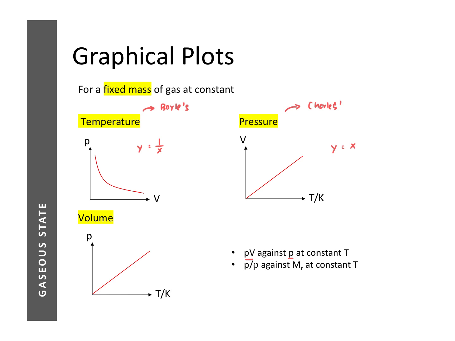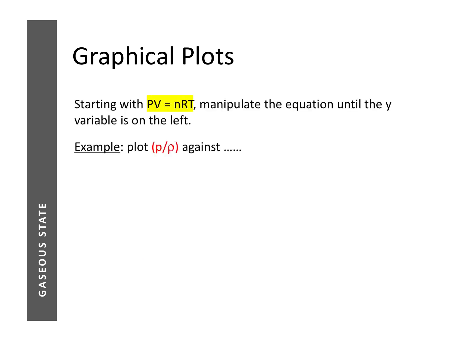Now to approach such plots, there's actually a universal method that you can use. The universal method goes like this. You always start with the ideal gas equation, PV equals nRT, and then you manipulate the equation until the y variable that you're supposed to plot is on the left of the equation. Now what do I mean by that? Over here, we are asked to plot pressure over density against something. So I'm going to manipulate the equation until I have P over density on the left hand side of my equation. So I'm going to start with PV equals nRT.